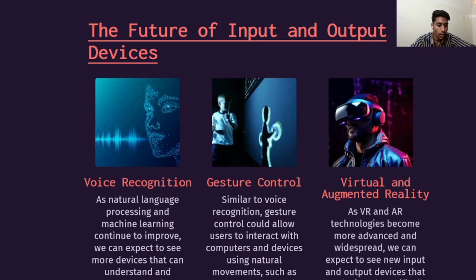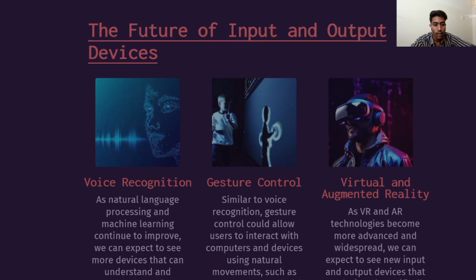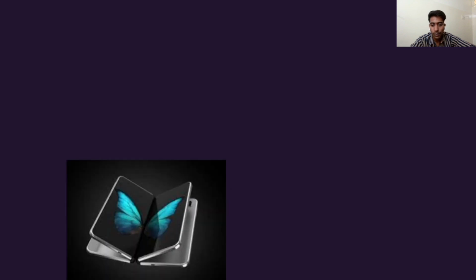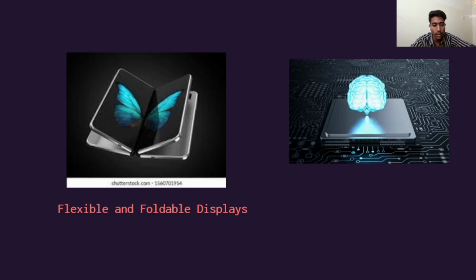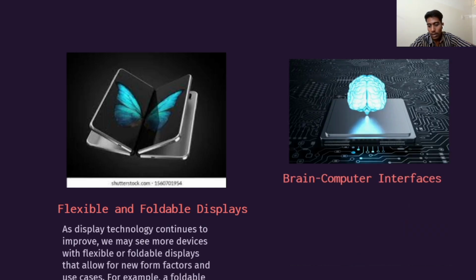So next is virtual and augmented reality, as this is the ongoing trend. As VR and AR technologies become more advanced and widespread, we can expect to see new input and output devices that are designed specifically for these environments. So next, the fourth type is flexible and foldable displays. And the last is brain-computer interfaces.